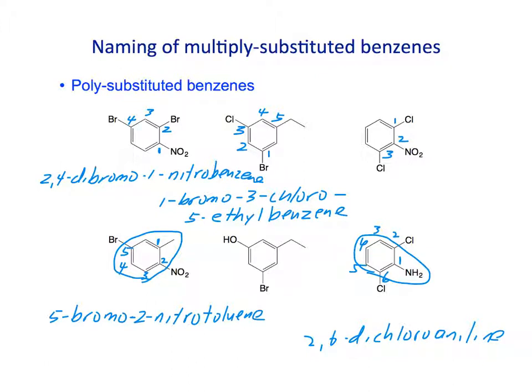What would be the parent for the one in the middle? Right here, it's phenol. Not phenyl, phenol. So that one would just be 3-bromo-5-ethylphenol. All right, so that's all the naming we need to know. So let's just pause this one out. Everybody got that?